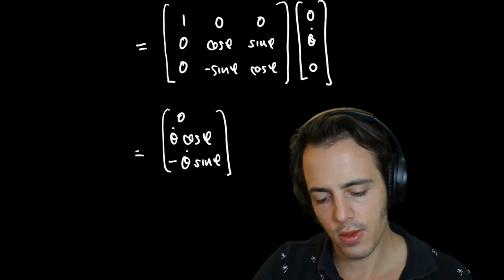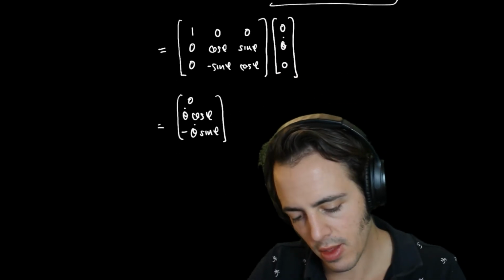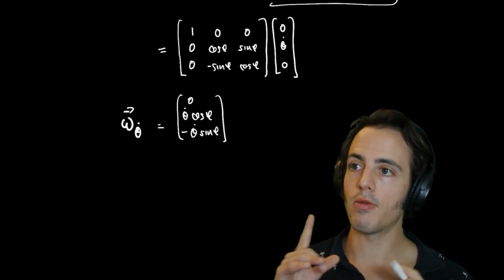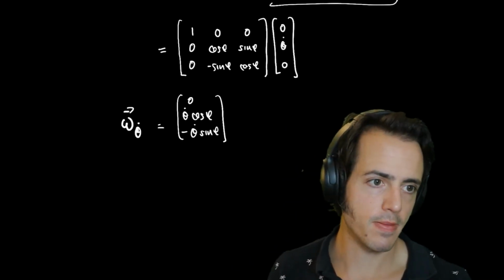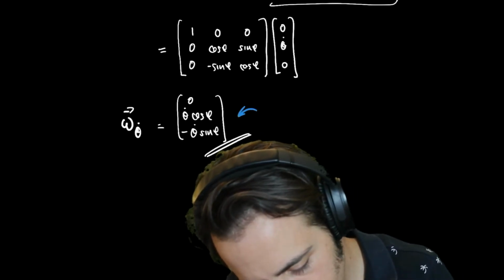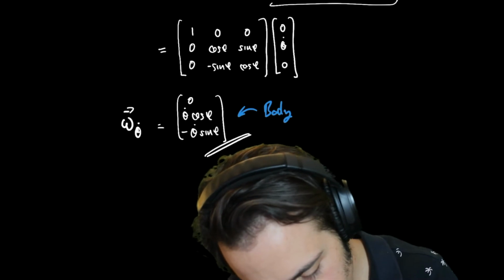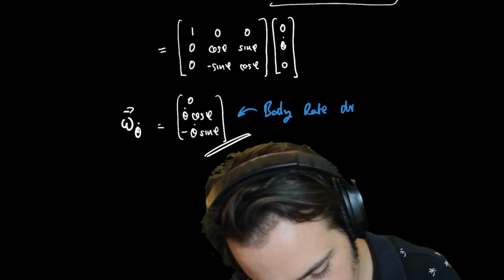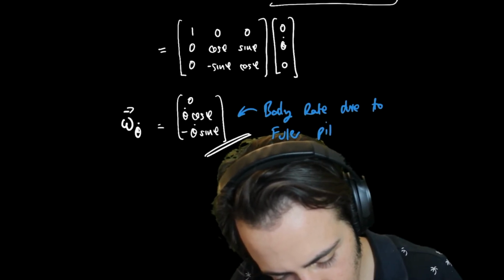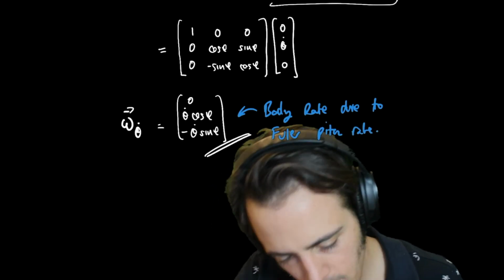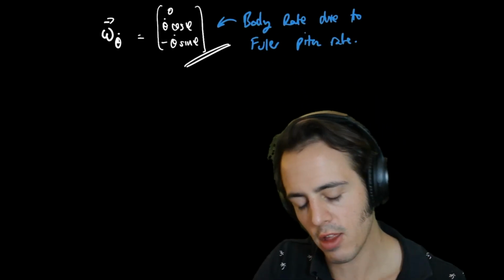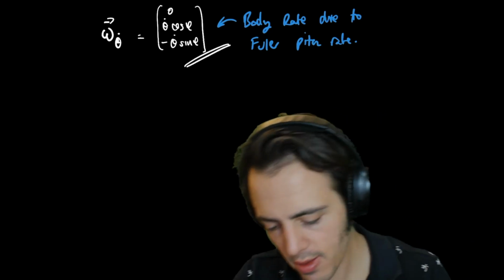So let's remind ourselves what we've got. This is omega due to the Euler pitch rate, the body rate due to Euler pitch rate. And the last one that we need to do is get the rate of change of body rate due to an Euler roll rate.